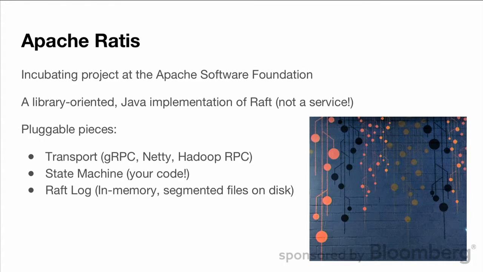The state machine is the other important piece. We'll go into that a little bit more, what a state machine is, but this is essentially how you're plugging in your own implementation into Ratis. And the RAFT log itself is a pluggable implementation. And that's more just internal evolution.